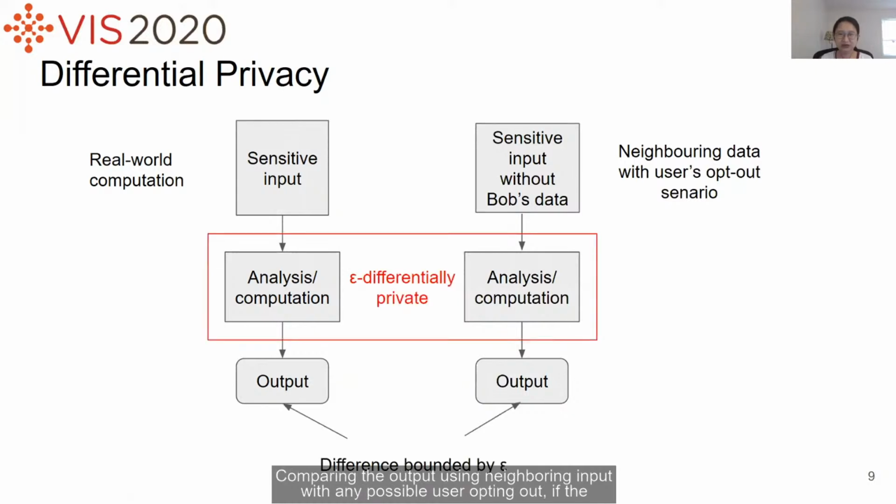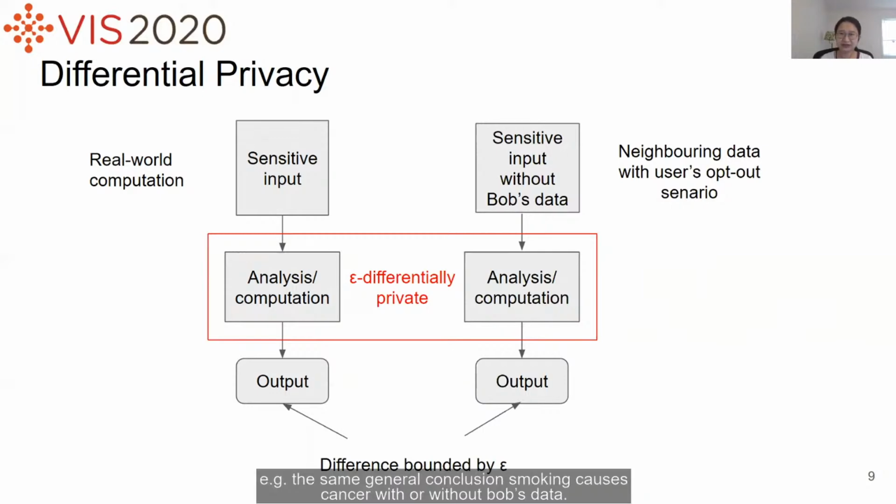Comparing the output using neighboring input with any possible user opting out, if the difference is not larger than some parameter epsilon, we call the computation epsilon differentially private. The underlying rationale is that if anyone seeing the result of an analysis will make the same inference regardless of Bob's presence, the learned information is general data or general pattern in the data.